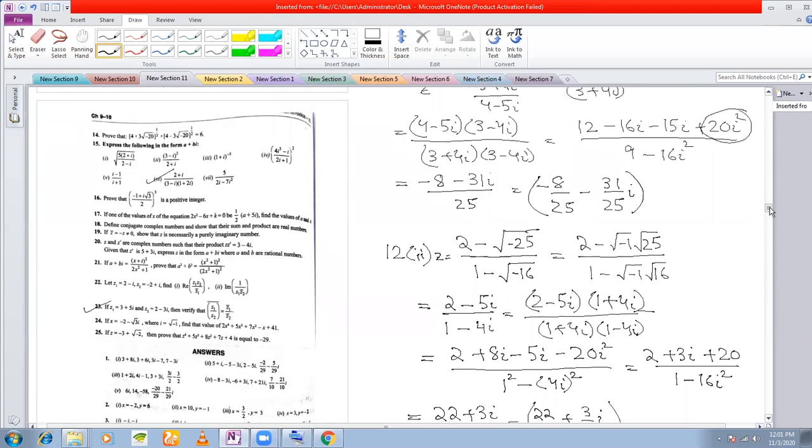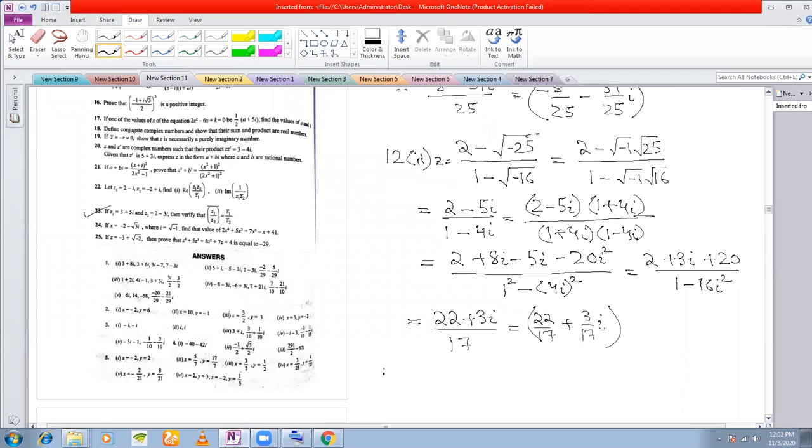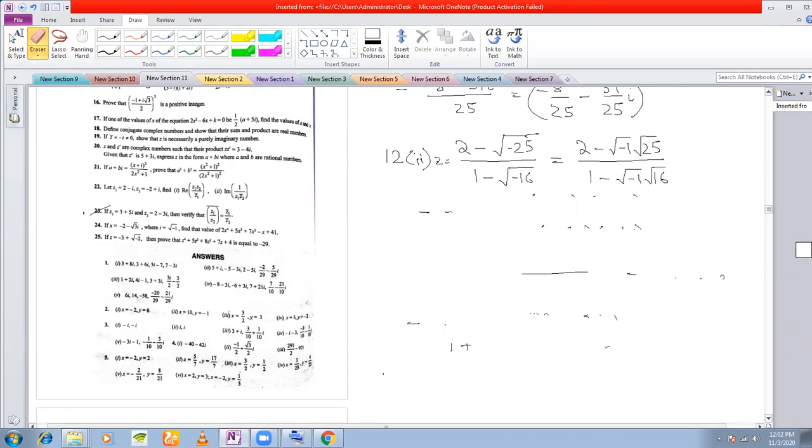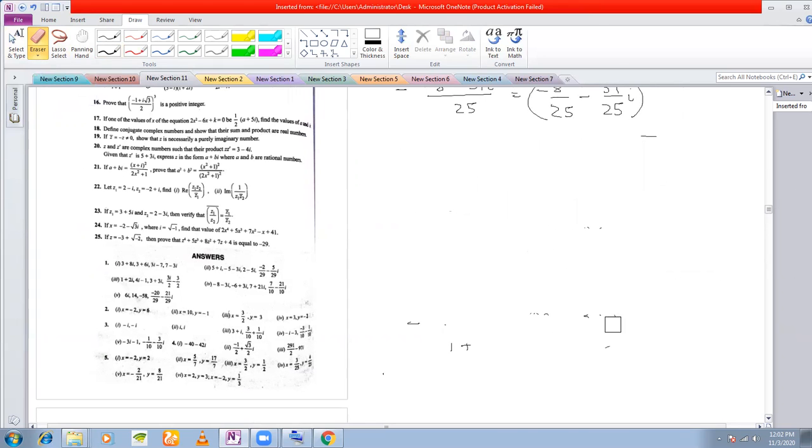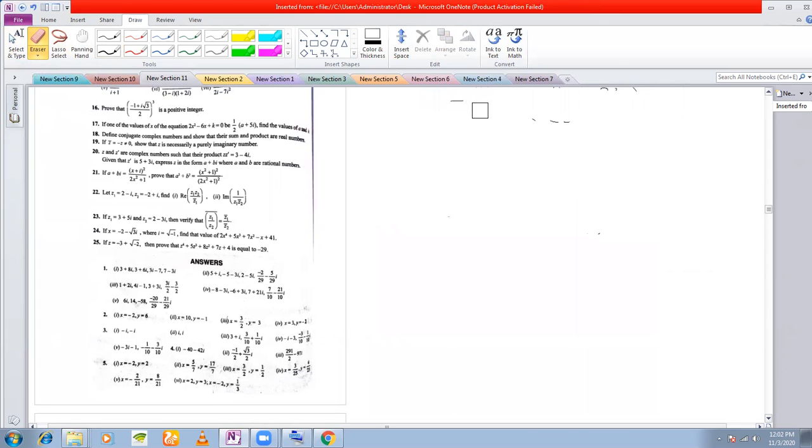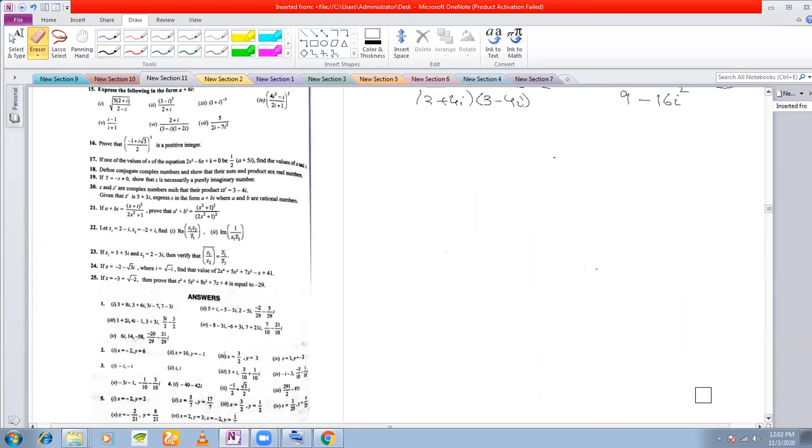Let's move on to the next one. Express this in the form a plus ib. Number 15. You want to express this in the form a plus ib.